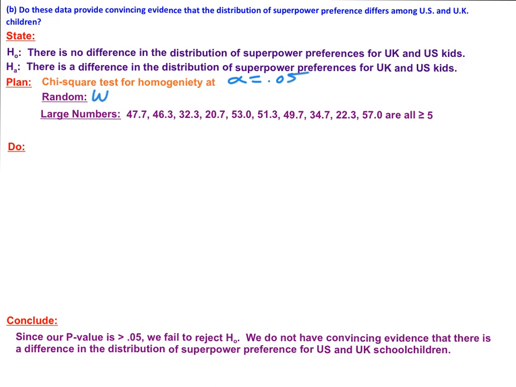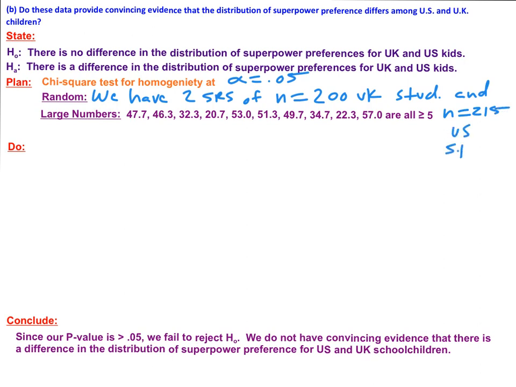For random, 2 SRSs of n equals 200 U.K. students and n equals 215 U.S. students. There's all your expected counts.